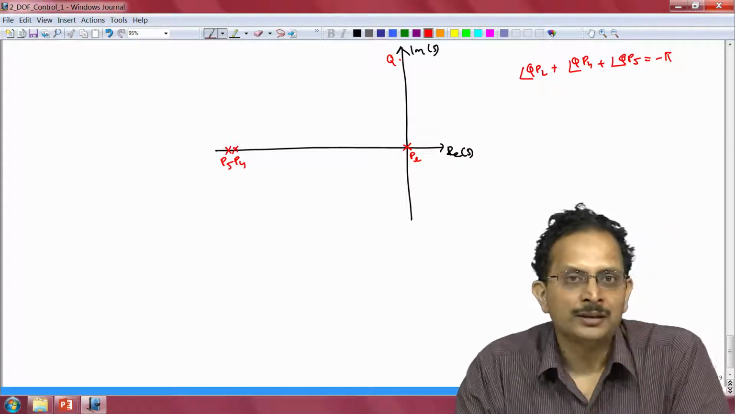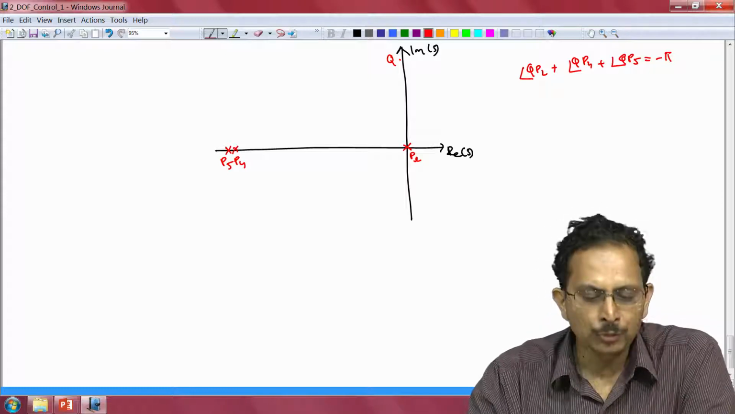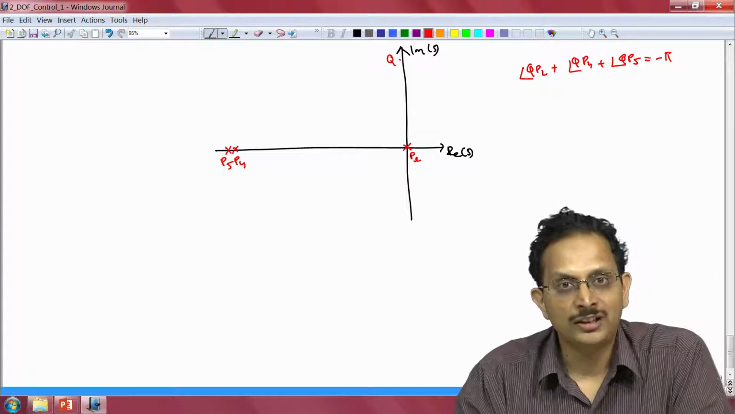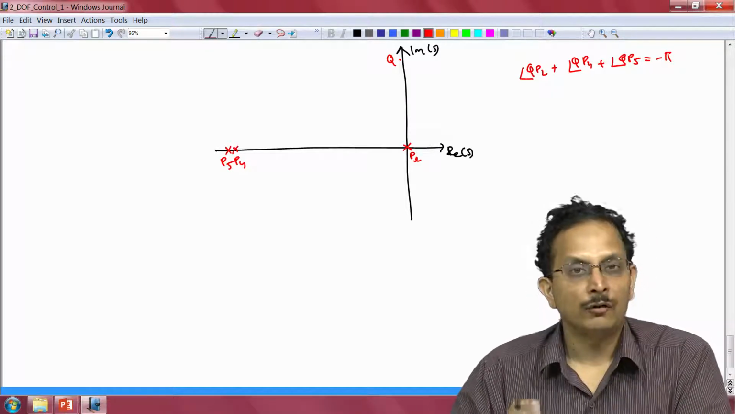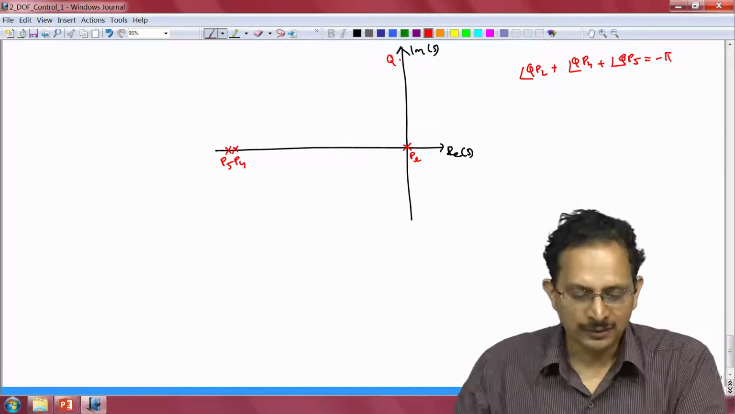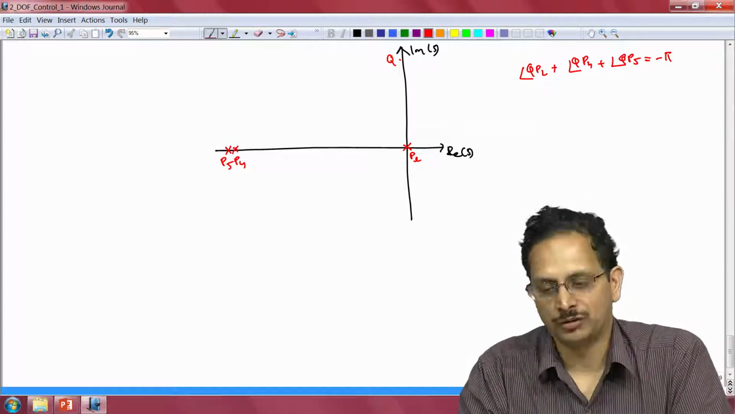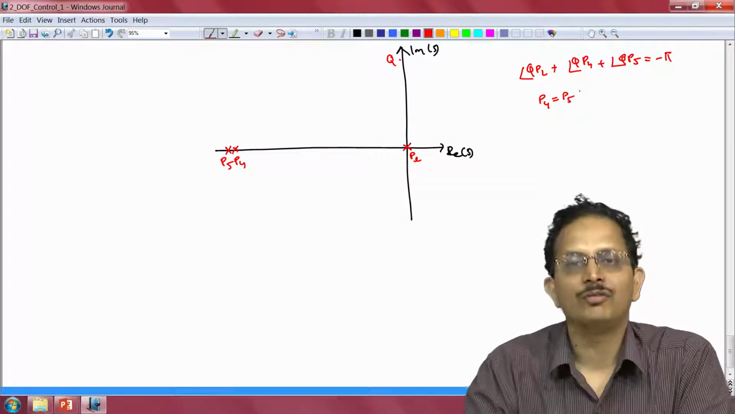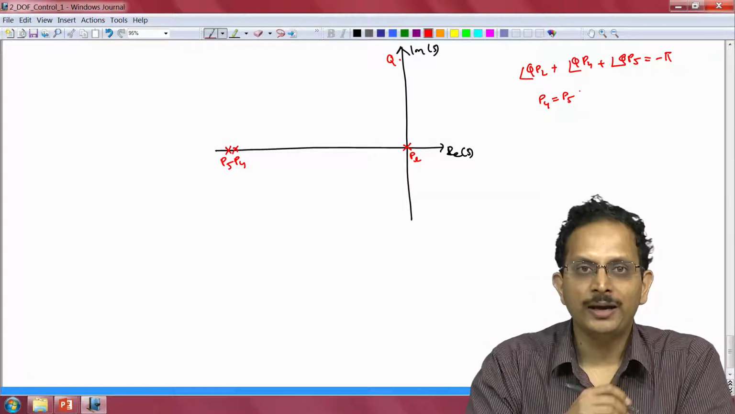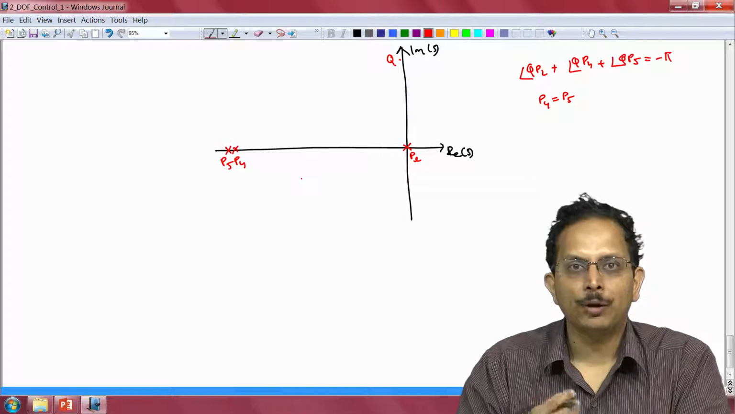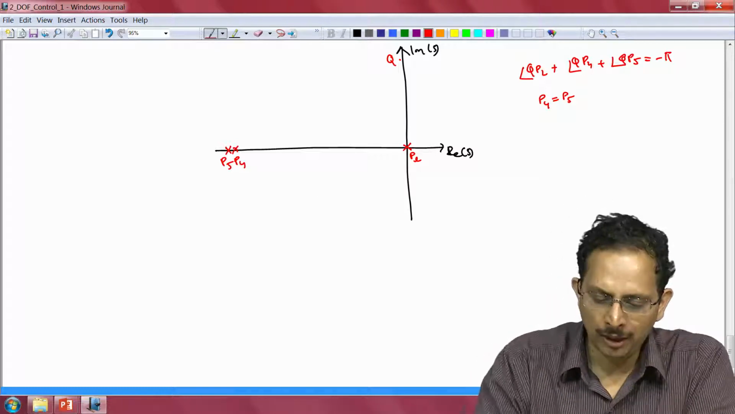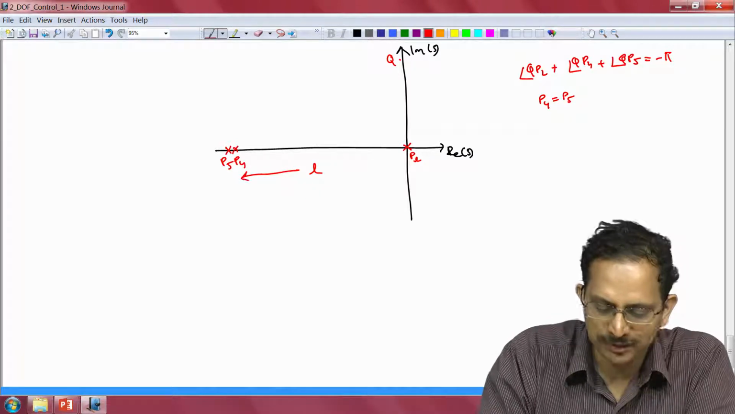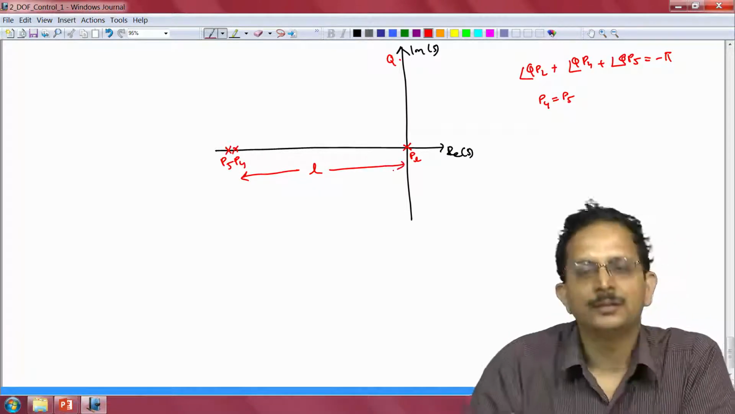Now we have not yet decided where to locate the points P4 and P5. In fact, we do not know what distance they need to be from the origin. For the moment, let us assume that these two are coincident poles. In other words, the location of P4 is the same as the location of P5. Since we have two coincident poles, our problem now boils down to determining the distance of these closed loop poles, which I have indicated by the symbol L, from the origin.